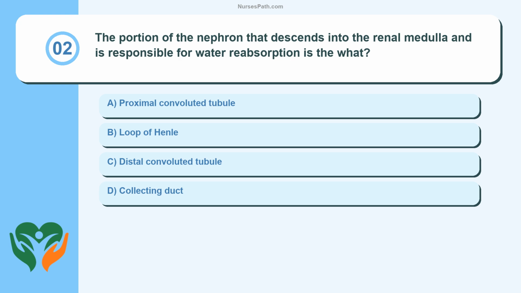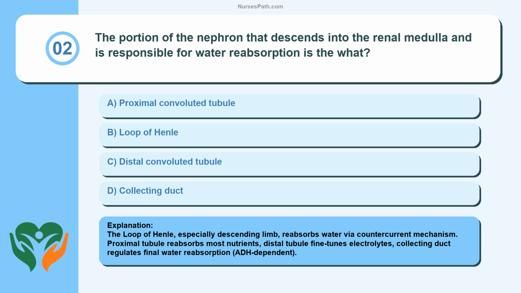Question 2. The portion of the nephron that descends into the renal medulla and is responsible for water reabsorption is the what? Proximal convoluted tubule, loop of Henle, distal convoluted tubule, collecting duct. The loop of Henle, especially the descending limb, reabsorbs water via countercurrent mechanism. Proximal tubule reabsorbs most nutrients, distal tubule fine-tunes electrolytes, collecting duct regulates final water reabsorption, ADH dependent.